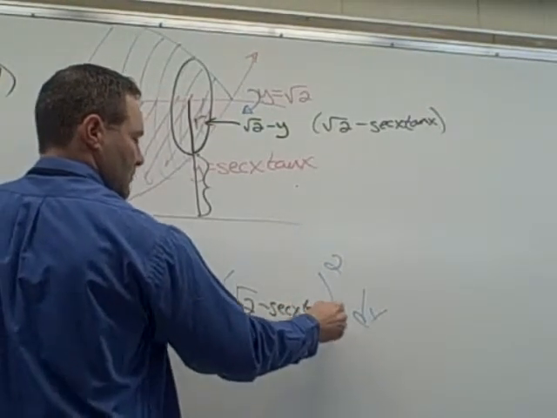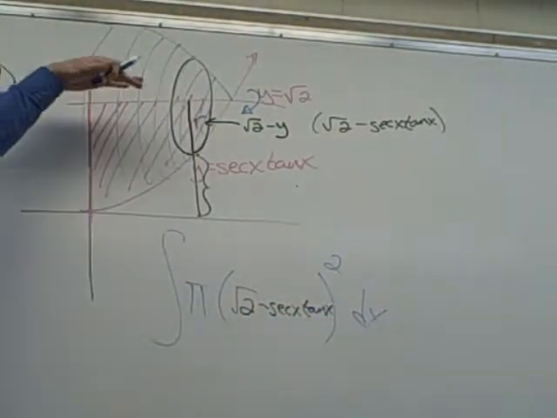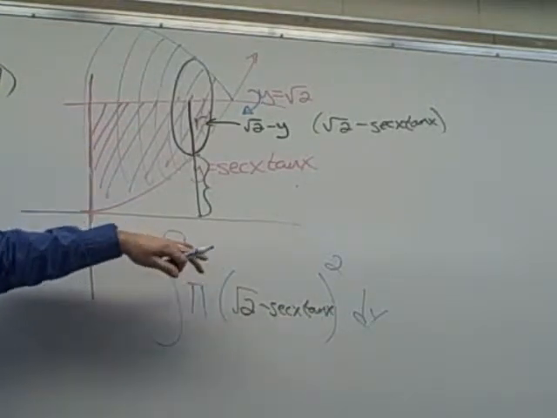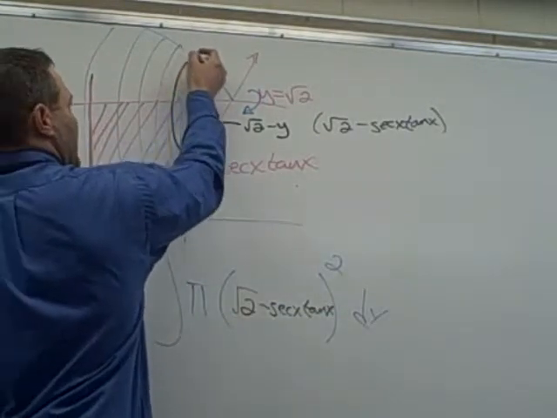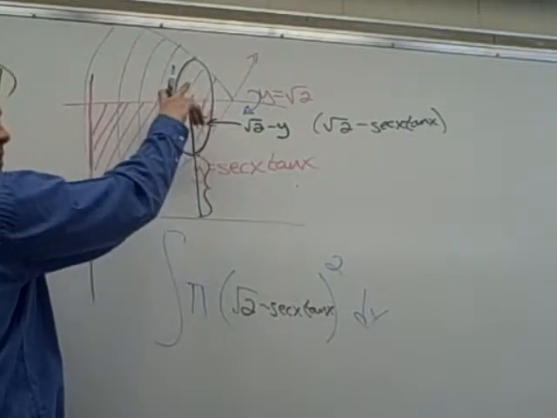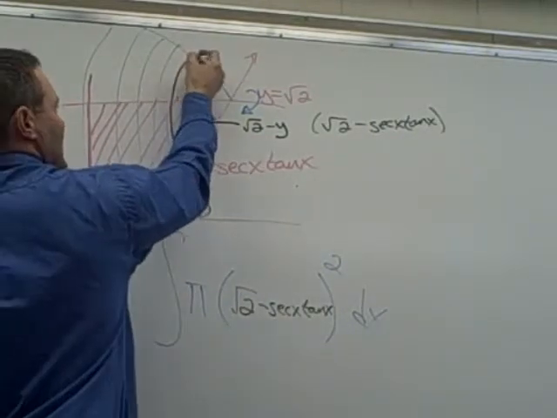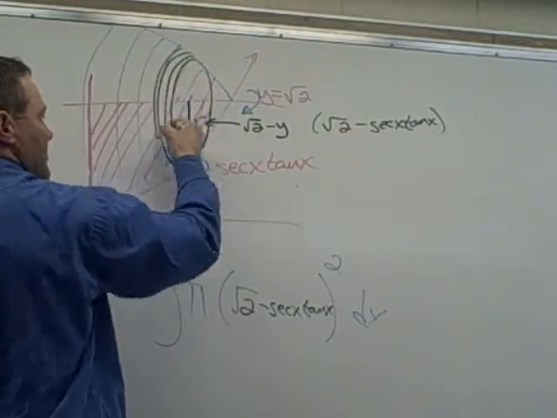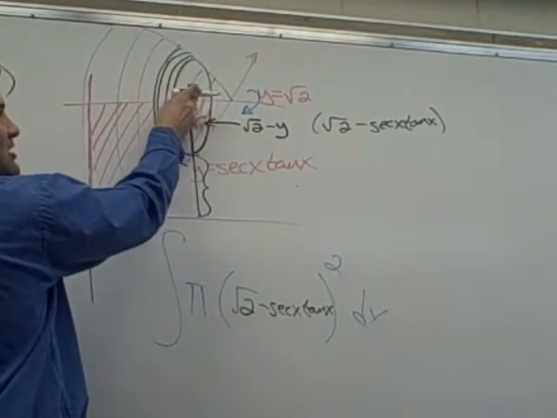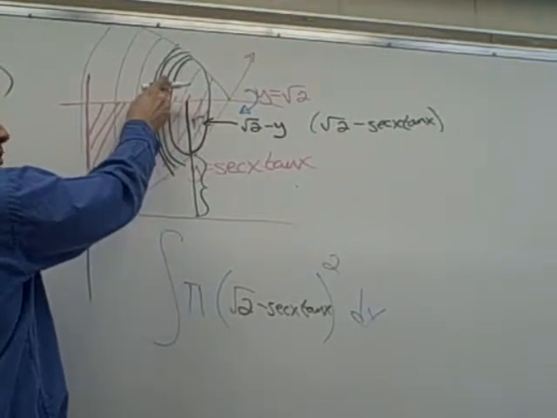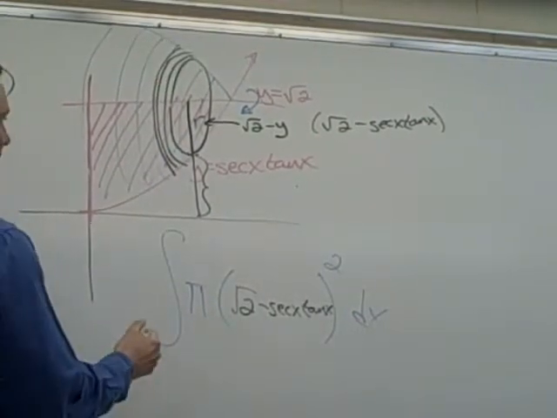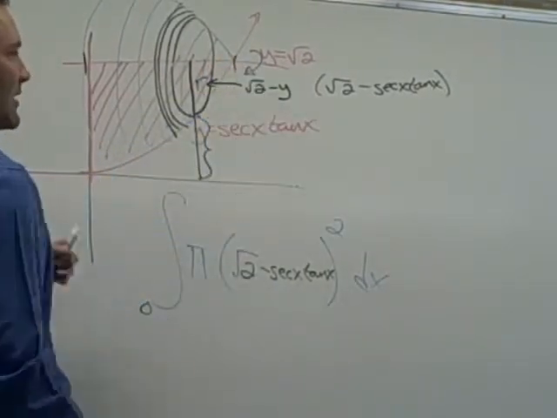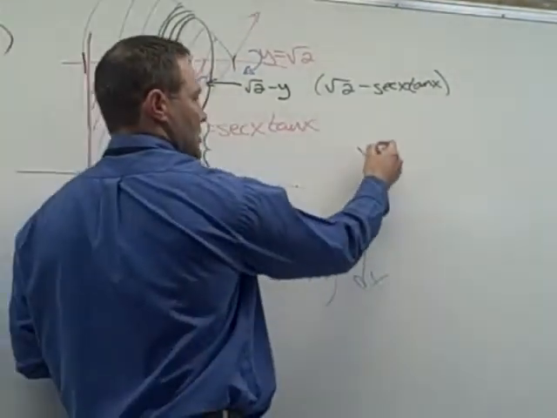How did you know to put it in terms of x? Because you have a horizontal axis of revolution using the disk method. In other words, if that's one partition, the next one's going to be right here, then right here, right here. So my change is in x. So you know that you're integrating with respect to x. So we're going from 0 to whatever that is. So we need to find that solution.